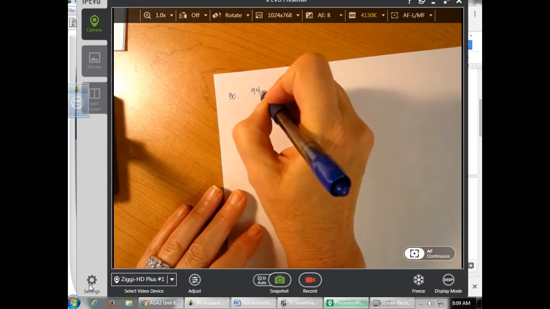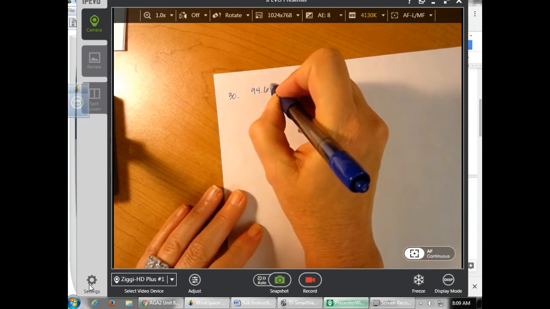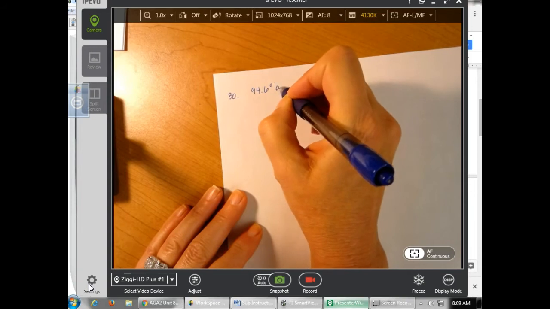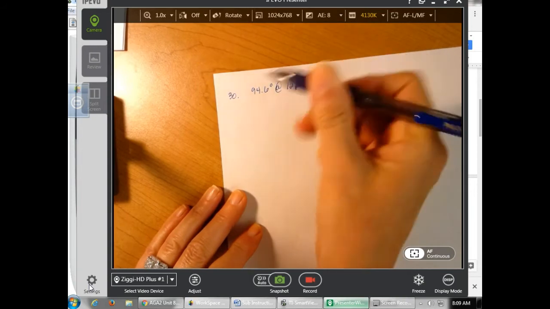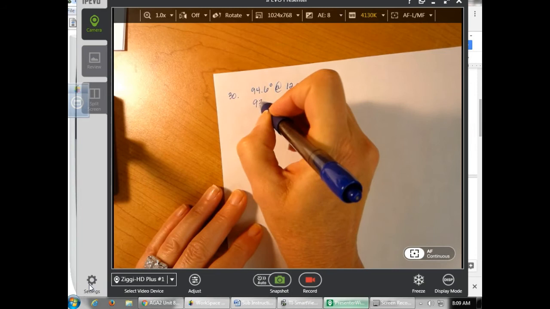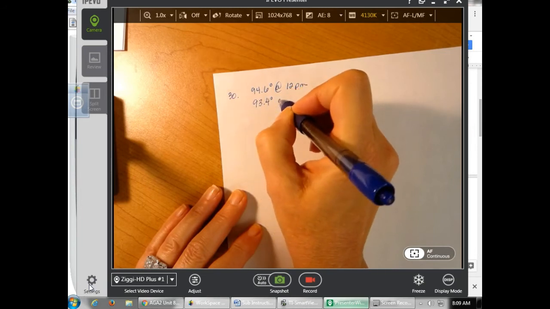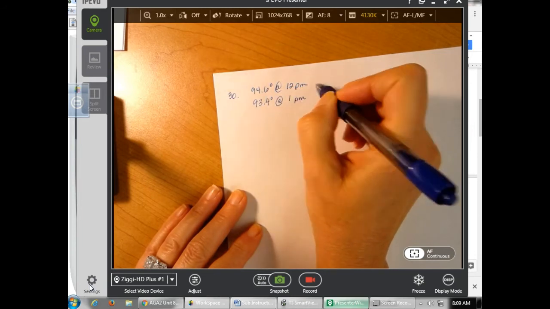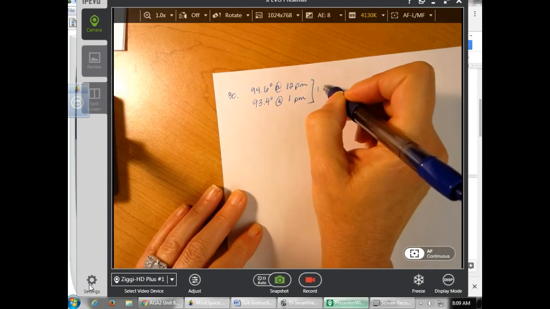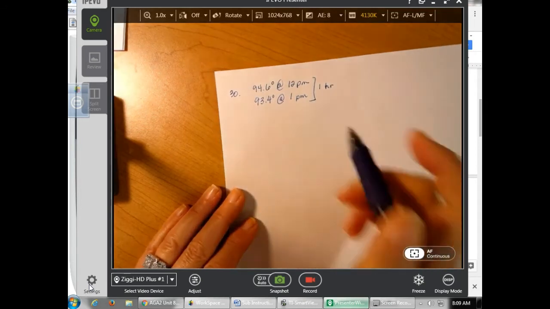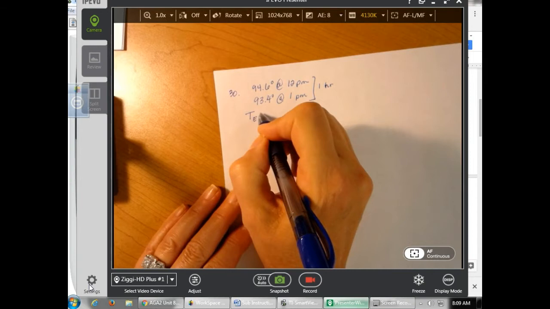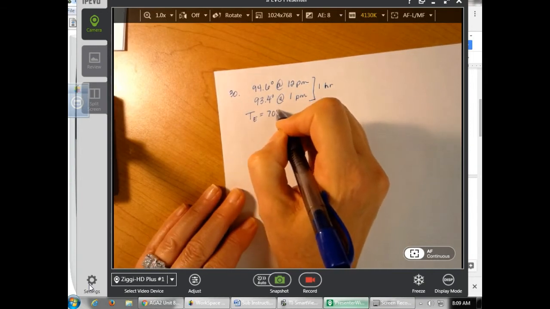So I know I have a temperature of 94.6, and that's at 12 p.m. I have a temperature of 93.4, and that's at 1 p.m. So the elapsed time is 1 hour. So the temperature of the environment is going to be 70 degrees.